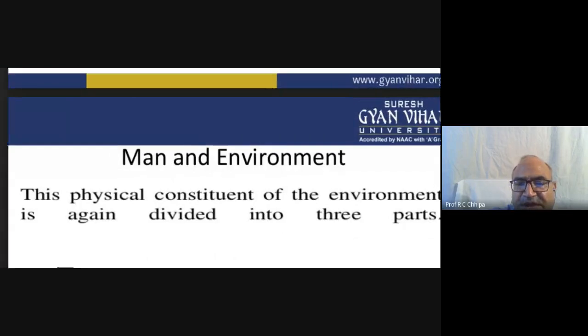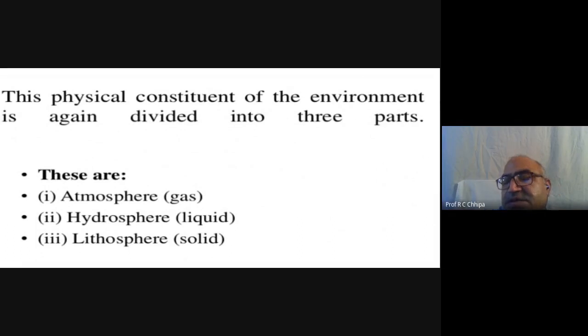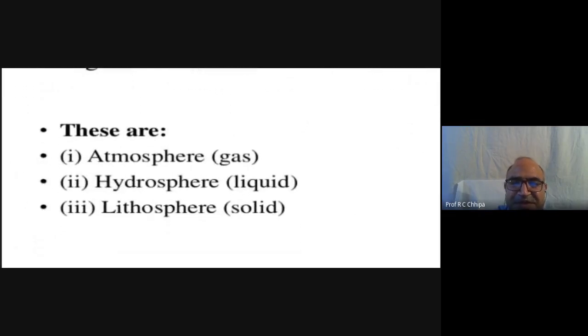So now next, the physical constituent of the environment is again divided into three parts. Hydrosphere relates to water. Atmosphere relates to air. Why are we giving the physical state of these three things? We can say the atmosphere as a whole is the gaseous part, hydrosphere is like a liquid, and lithosphere is a solid. So this is another classification for the physical constituent of the environment.